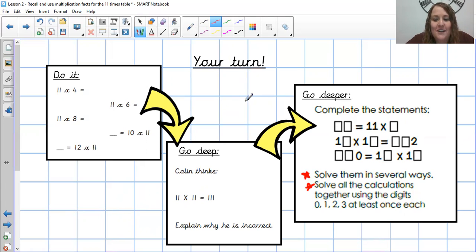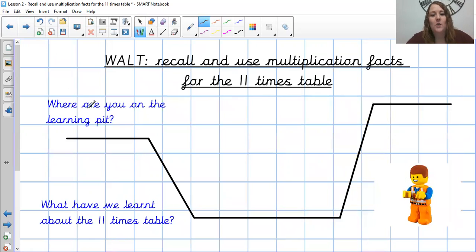Okay, huge well done for having a go at those. Again, I can't wait to see them if you choose to send those in to myself, Mrs. Blues or Mrs. Cross. Can you just have a think about where you are on the learning pit today? Did you find that easier because you'd built the times table for 11 yesterday? Did you still find it tricky? Did it only get tricky past 10 maybe? Were the other ones easy? Please put yourself on the learning pit.